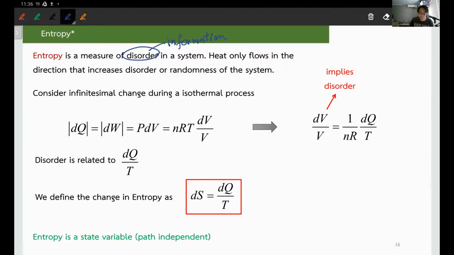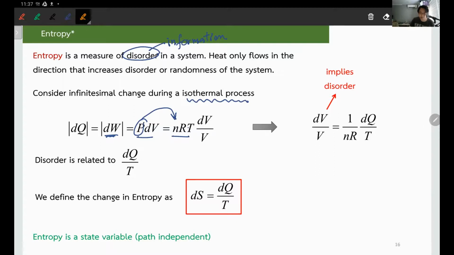And this is what it is. We can start looking at the disorder of the system by starting from simple PV = nRT. Okay, that's something that we are already okay with. Just to make things a little simpler, I'm going to look at the isothermal process. The work that the system can do can be calculated by PdV. Using the equation of state, P = nRT/V, that's no big deal.